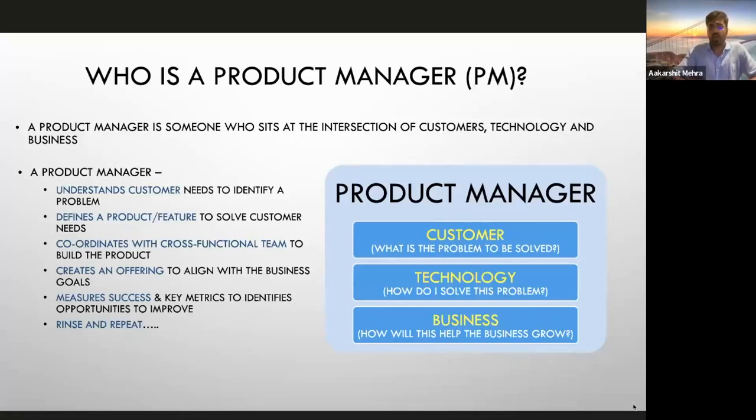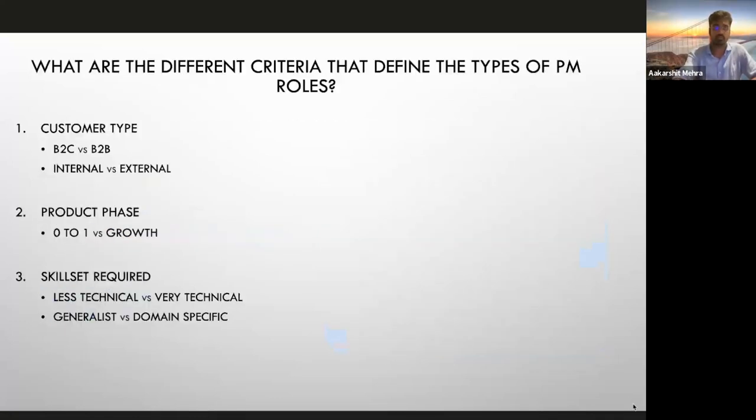With that said, we will now shift our focus to me giving you an overview of the different types of product management roles that exist. So what are the different types of product management roles that exist? These roles can be split by customer type, meaning are they for B2C or B2B customers? Are they for internal or external customers?